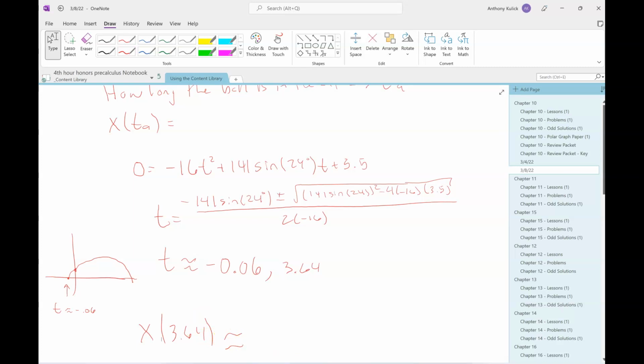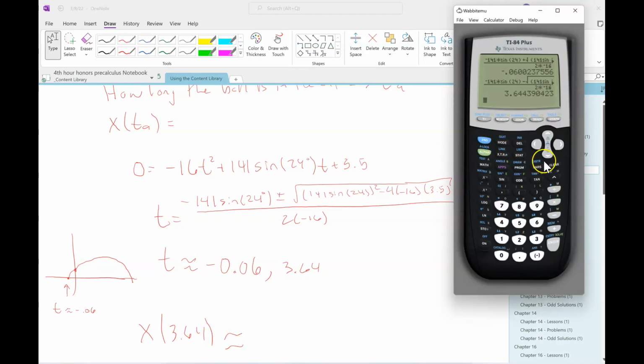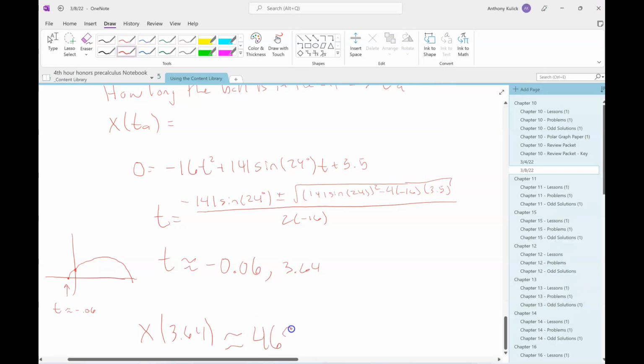And again, I'm going to just use the calculator to do that. Pretty cool that you can find this stuff. Yeah, right? This is pretty neat. So I'm going to do x of t. And remember, I put my x in the second spot. So that went about 469.4 feet.